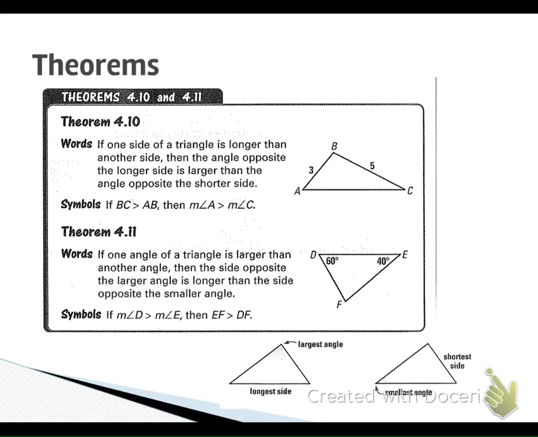Then you see the converse of this below. If one angle of a triangle is larger than another angle, then the side opposite of the larger angle is longer than the side opposite of the smaller angle. So you see you have a larger angle of 60 degrees. So FE has to be greater than the side opposite of the angle 40 degrees, which is DF.